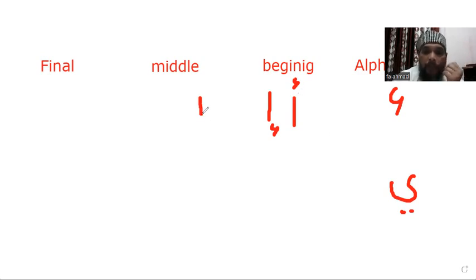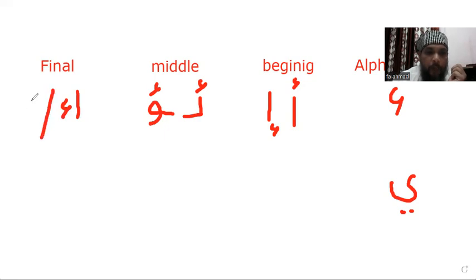Now in the middle shape, make this point and put Hamza here. Sometimes on Waw, put Hamza here. This is the shape of Hamza in the middle. Now final: sometimes with Alif and sometimes above Ya. So this is the Hamza shape. Beginning: sometimes above Alif, sometimes below Alif. In the middle, sometimes on this point, sometimes above Waw. Final: sometimes with Alif, sometimes above Ya.